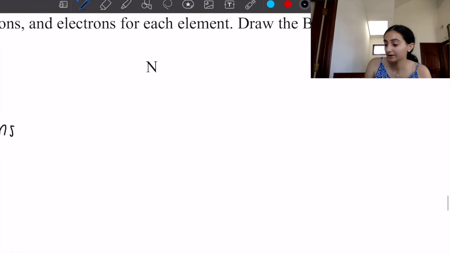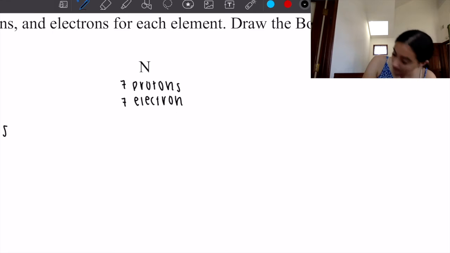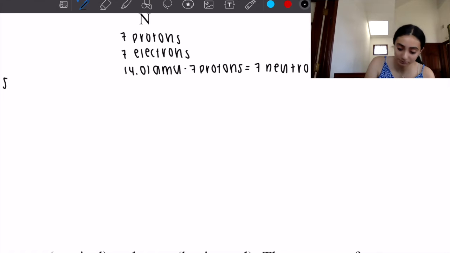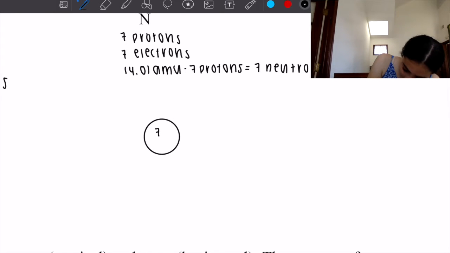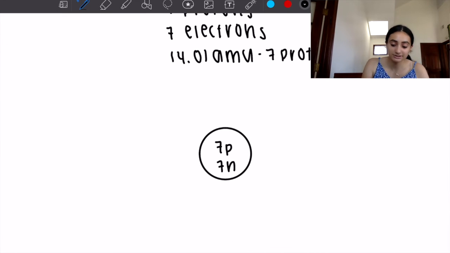Okay, so let's do nitrogen. Nitrogen has 7 protons, which means it also has 7 electrons in a neutral atom. And to get the neutrons, we're going to do 14.01 atomic mass units minus 7 protons equals 7 neutrons. Okay, so now let's draw the long and the short version. We're going to start with the nucleus, which has 7 protons and 7 neutrons, and you can abbreviate protons and neutrons. And then for the long version, we have 7 electrons to fill.